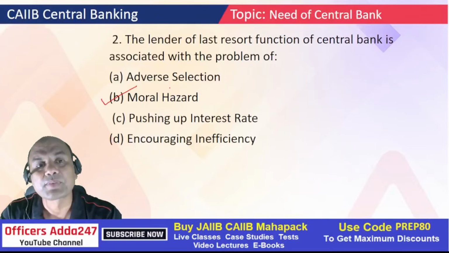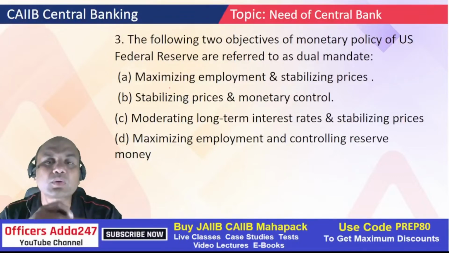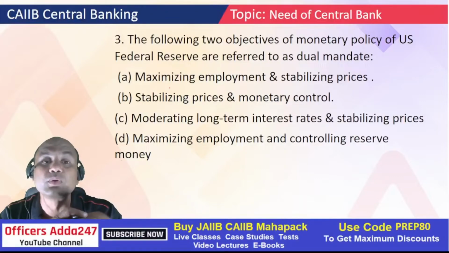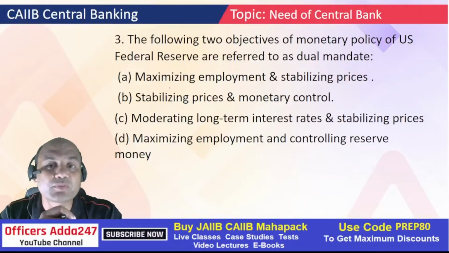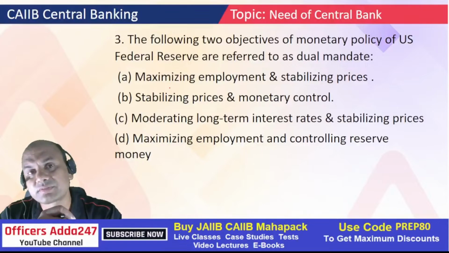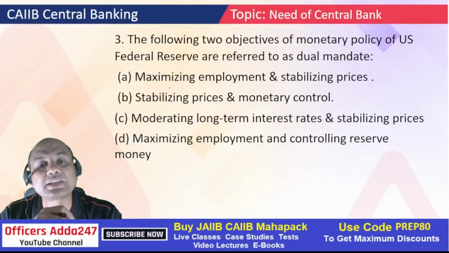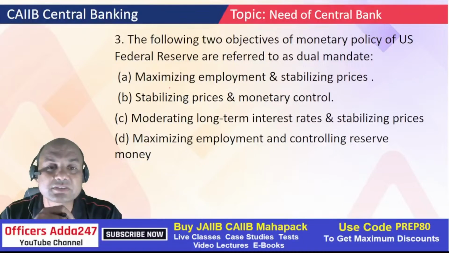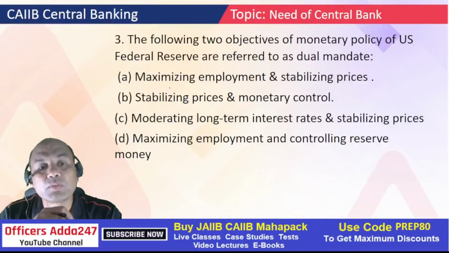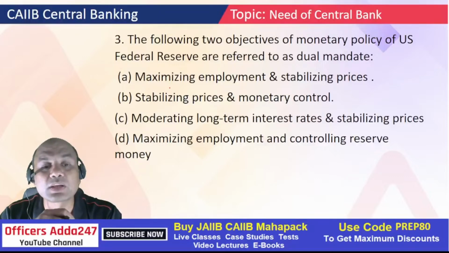Third one. The following two objectives of monetary policy of the US Federal Reserve are referred to as dual mandate. Which are those? Maximizing employment and stabilizing prices. Stabilizing prices and monetary control. Moderating long-term interest rates and stabilizing prices. Maximizing employment and controlling reserve money. So what is the answer?